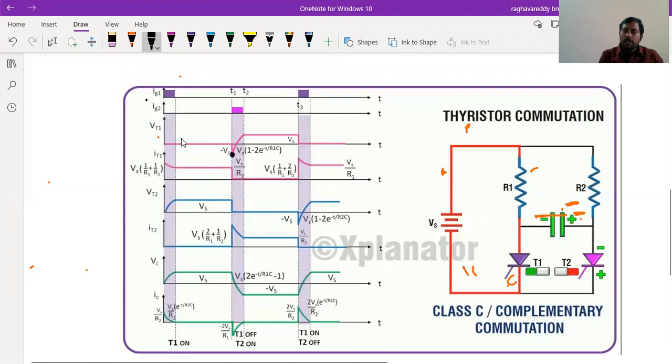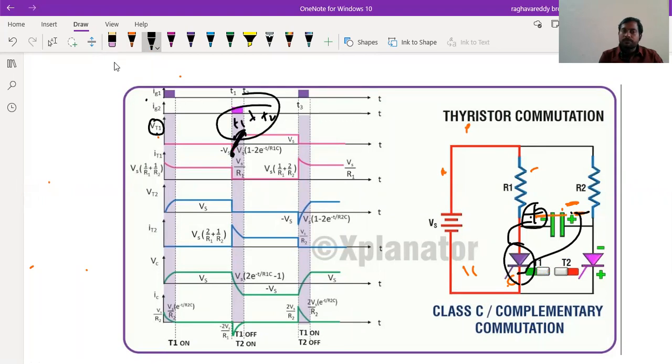So a negative voltage is applied across the capacitor at T1, and again the total voltage decreases. Nothing but the capacitor current discharges, and again the capacitor will be charged in the positive direction. Here it is positive and negative, because this positive is connected to the anode and negative is connected to the cathode, so that positive voltage is available after a certain duration. That is nothing but T1 to T2. After a certain time duration, the voltage across the capacitor will be constant if it is fully charged. This is all about the capacitor behavior.